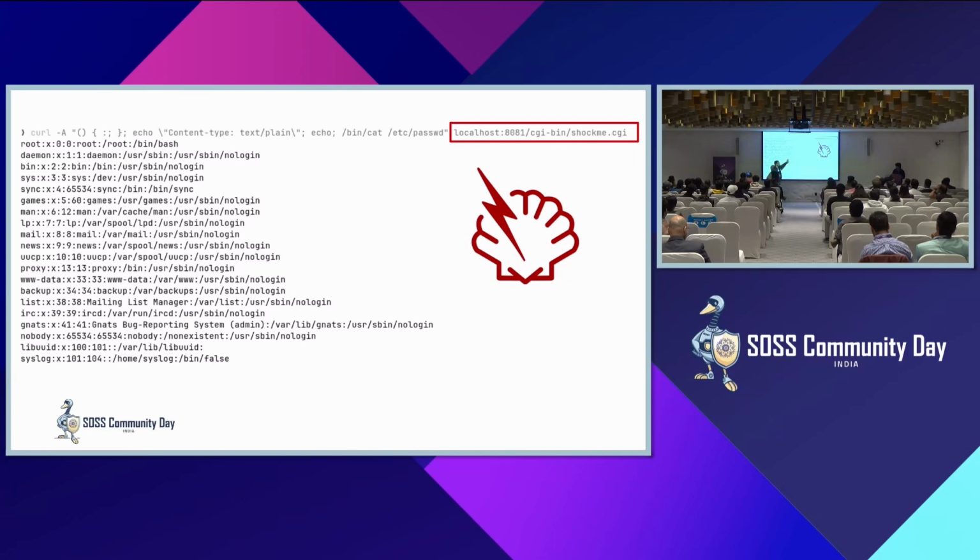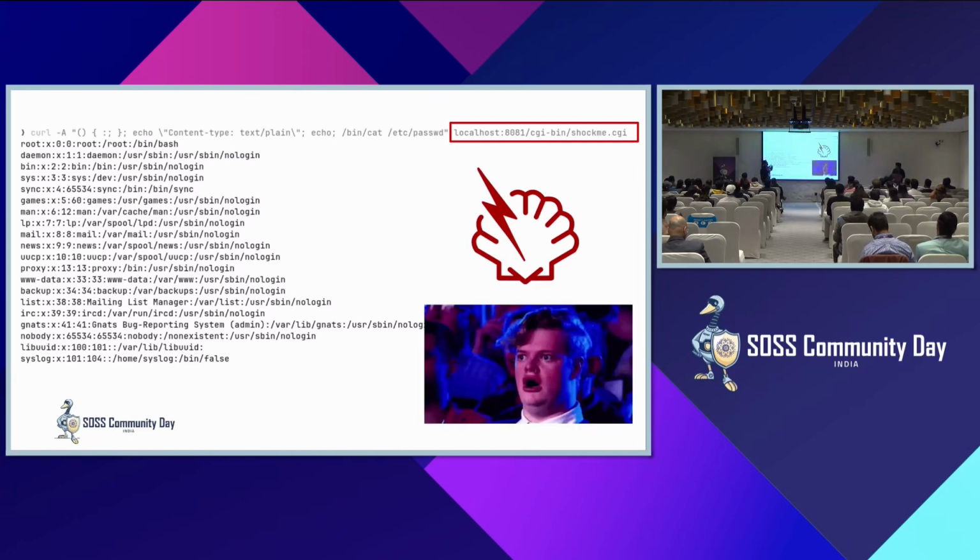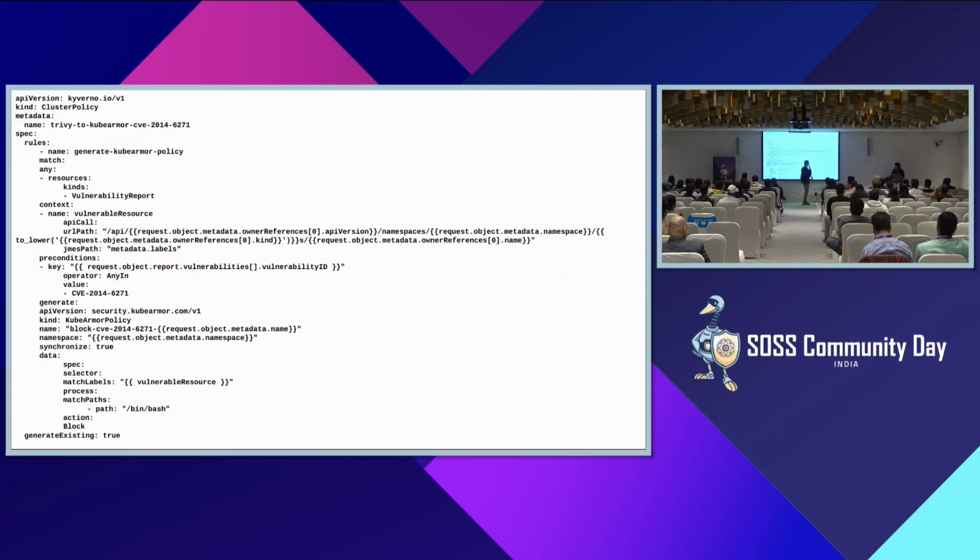So just to show you, the vulnerability was a simple curl access, but I could access the etc password file, which itself is a huge risk. So we are shocked. Shellshock shocked us. How do we deal with it?